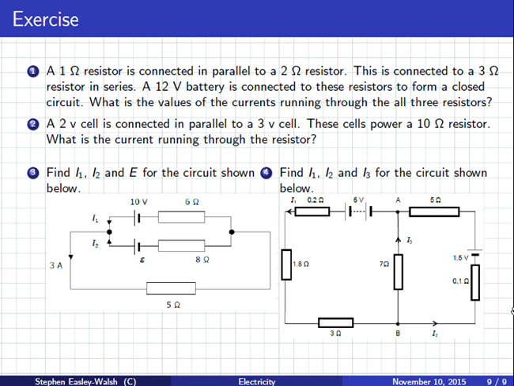Well, Tekken did B, and now Fahad's going to do E. So what's the junction rule at E, Fahad? What's going into the junction? I3. And what's coming out? I2 and I1. So I3 minus I1 minus I2 equals 0.